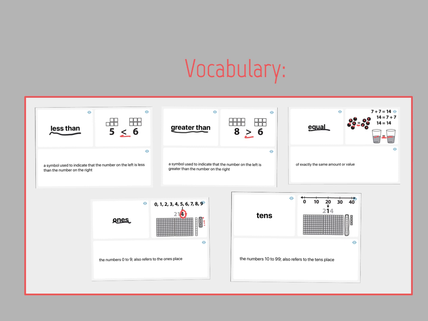And then our final vocab word is tens. This is numbers 10 to 99 and also refers to the tens place, which is where this 1 sits, right here, and it's worth 10. And then our longs, as seen right here, are worth 10.